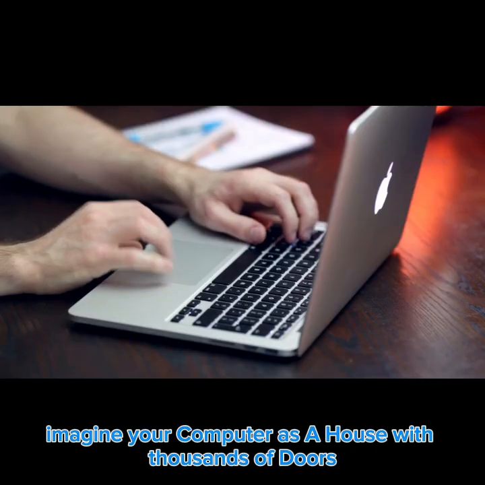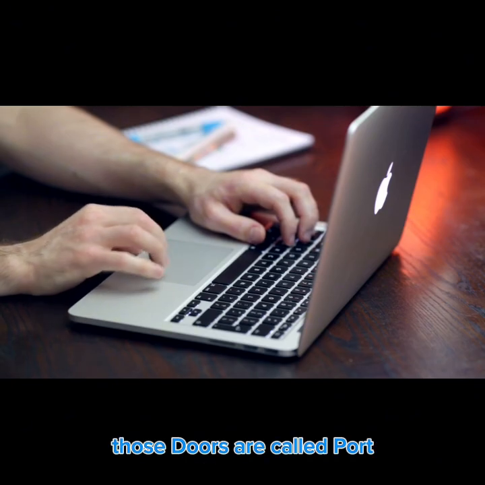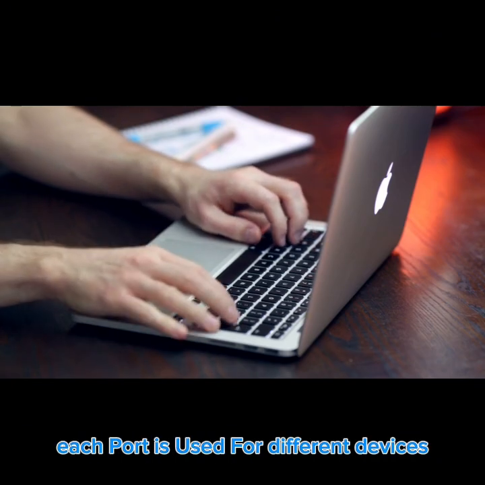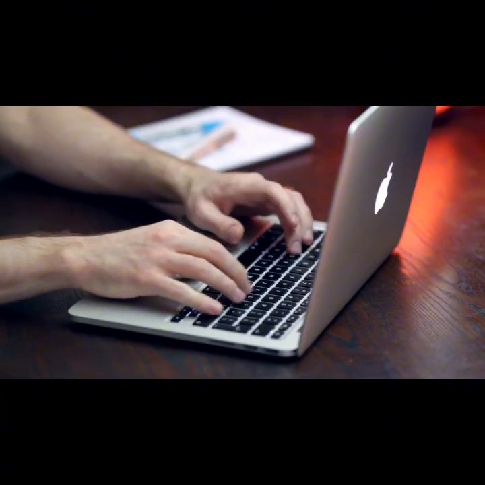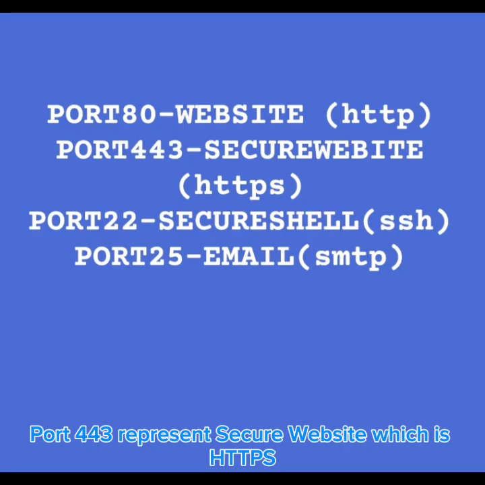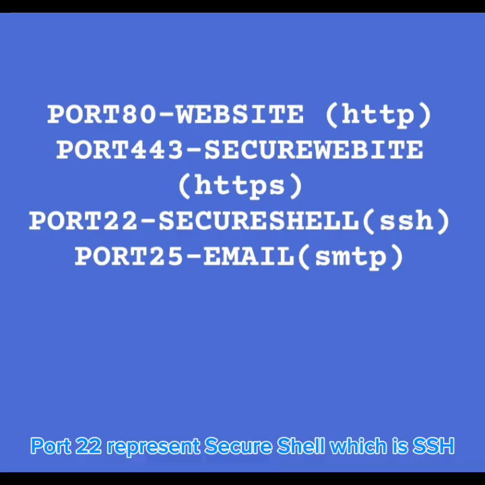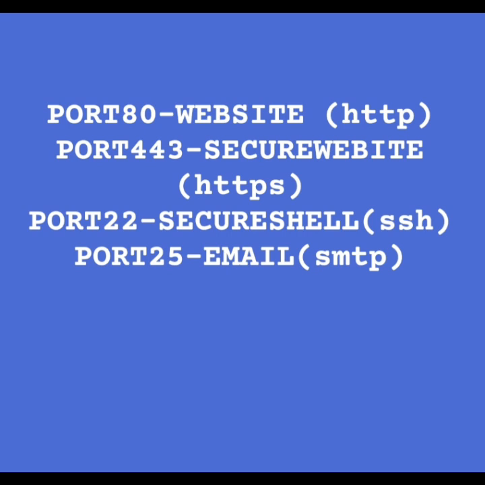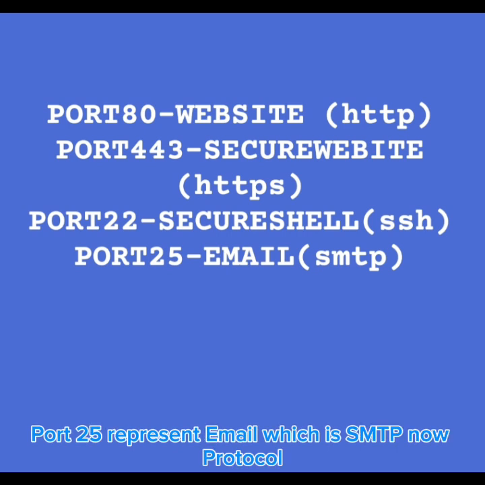Imagine your computer as a house with thousands of doors. Those doors are called ports. Each port is used for a different service. For example, port 80 represents websites, which is HTTP. Port 443 represents secure websites, which is HTTPS. Port 22 represents secure shell, which is SSH. Port 25 represents email, which is SMTP.